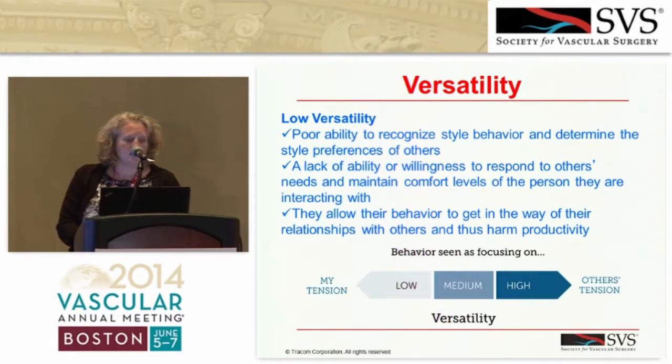They have a lack of ability or willingness to respond to others' needs and maintain the comfort levels of the person they are interacting with, and they allow their behavior to get in the way of relationships with others and thus harm productivity. So again, their focus is on their tension, not someone else's tension. So the goal here is to focus on other people's tension and become highly versatile.